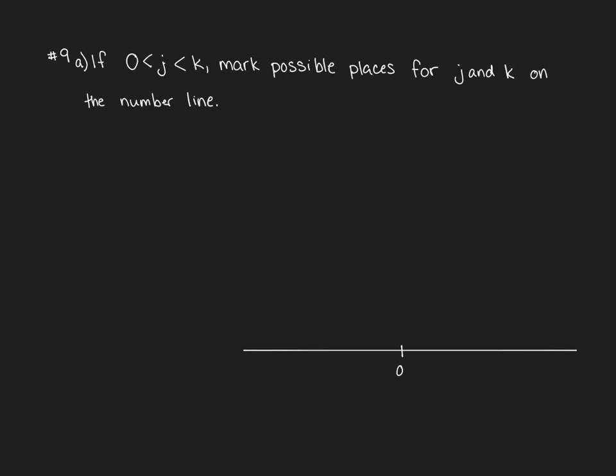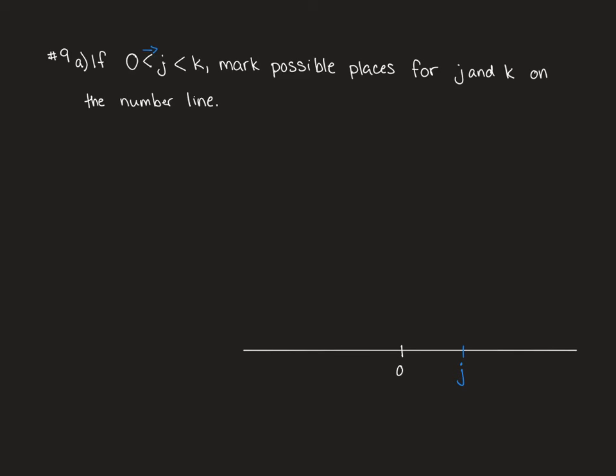Our last question for this lesson is number 9, and it has 3 parts. So we're just going to start with part A. It says if O is less than J and J is less than K, mark possible places for J and K on the number line. So if we look here, O is less than J. That means that J needs to go to the right of O. So I'm just going to pick somewhere in here, and it doesn't matter, but I'm just going to mark it J, and maybe I'll make my J look a little bit nicer.